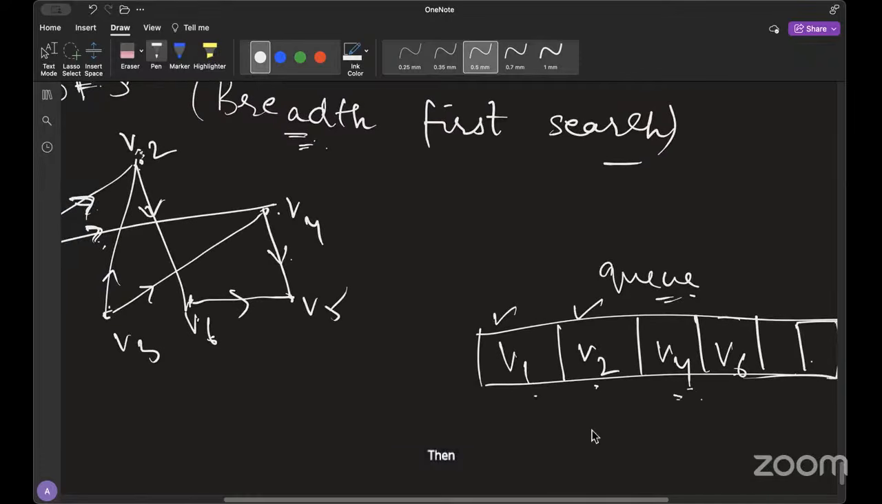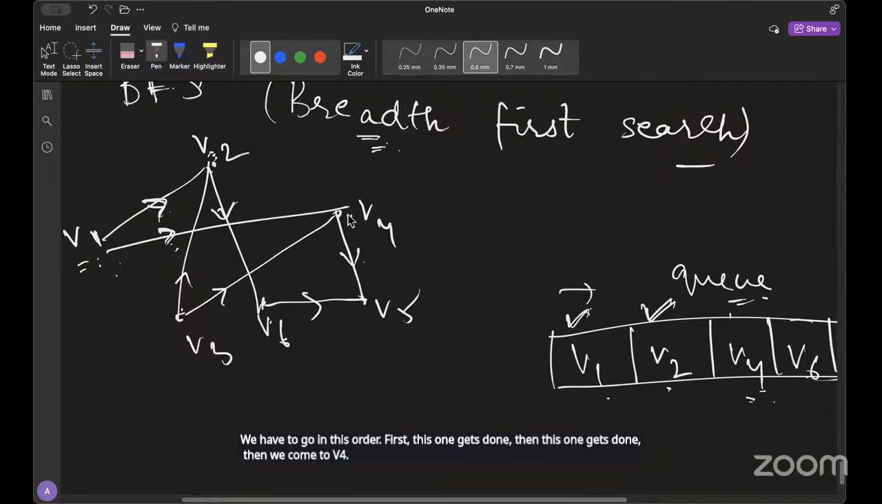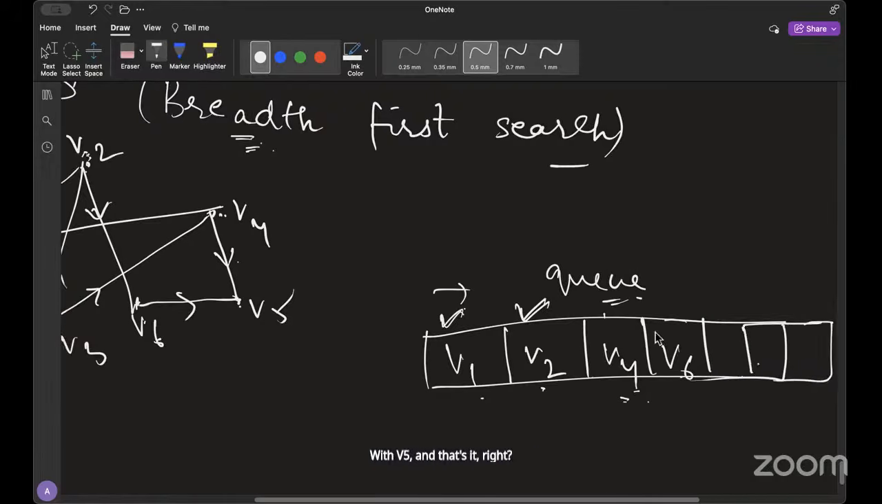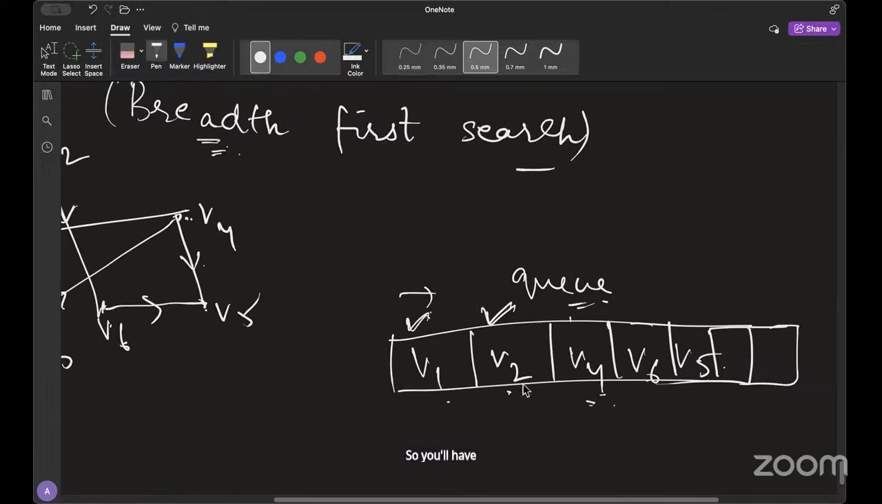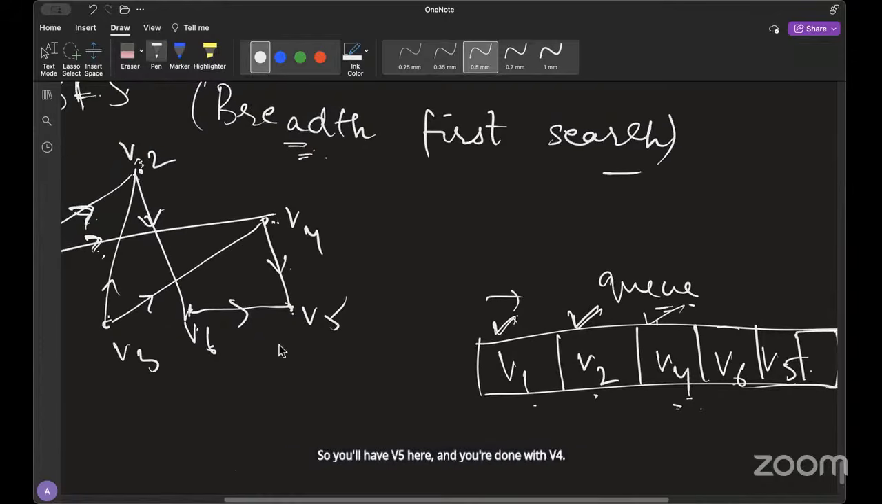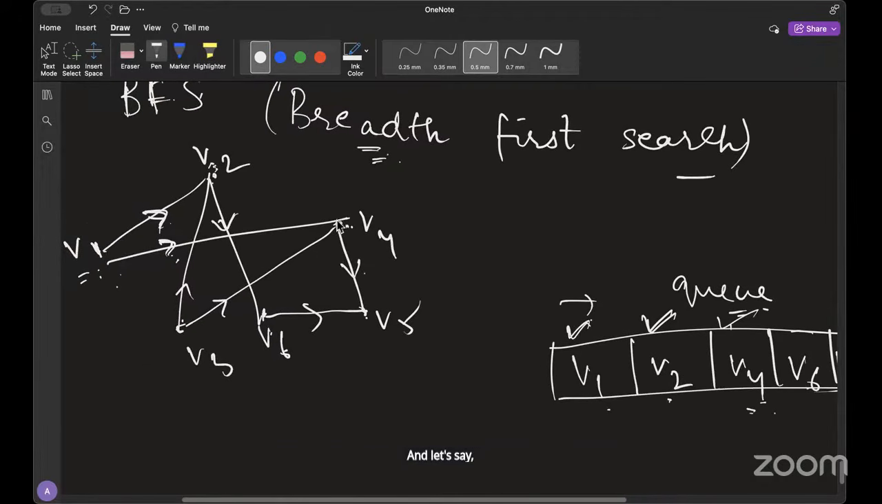Then we come to V4. We have to go in this order. First this one gets done, then this one gets done, then we come to V4. V4 has a direct edge with V5, and that's it, right? So you'll have V5 here, and you're done with V4 because there is no other vertex directly connected to V4.